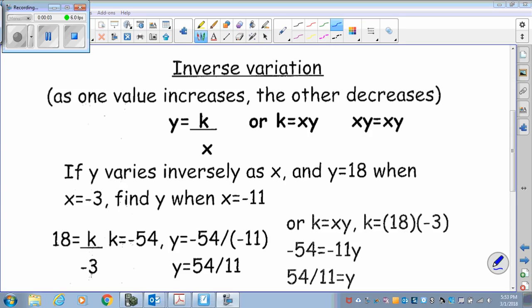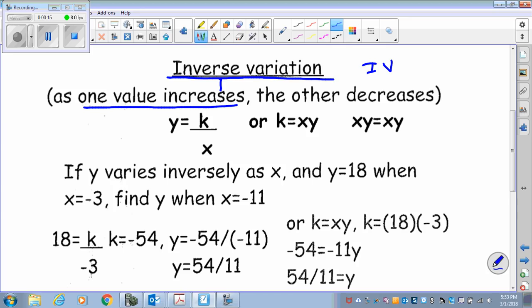Okay, so now we're looking at inverse variation, right? An inverse variation is a variation, all right? But what it means is as one value is increasing, one is going up, the other is going down, okay? So it looks a little different.